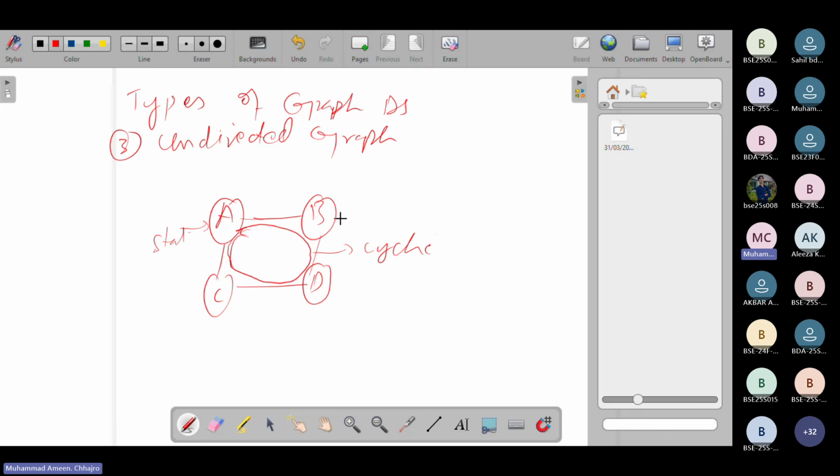But for example, if we have another node in the graph, maybe node E, but there is no circle through it, that doesn't matter, as long as the graph has at least one circle, right? At least one circle must be present. So a graph which has a circle in it, we call this a cyclic graph.